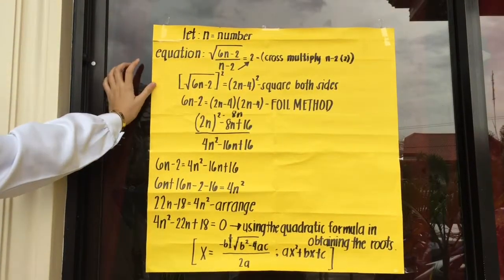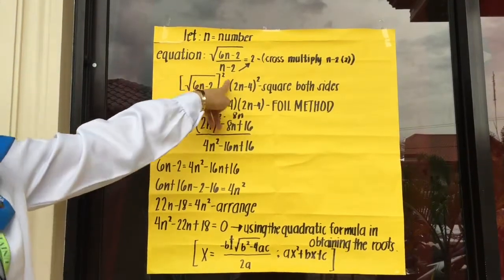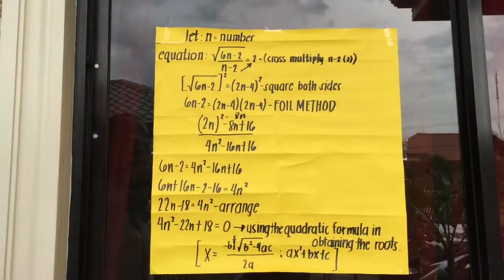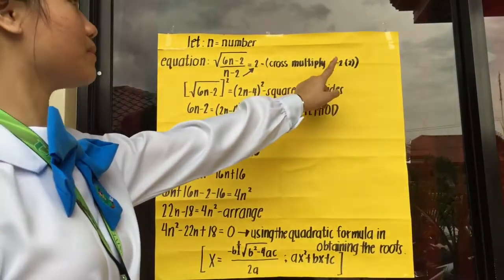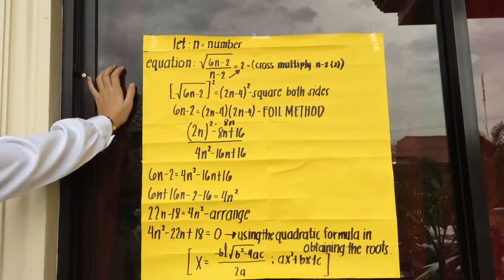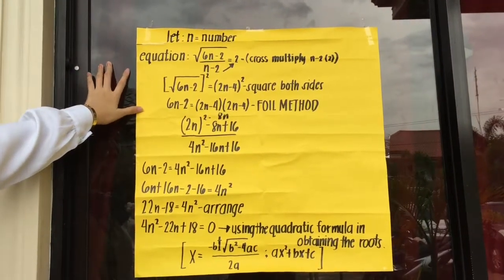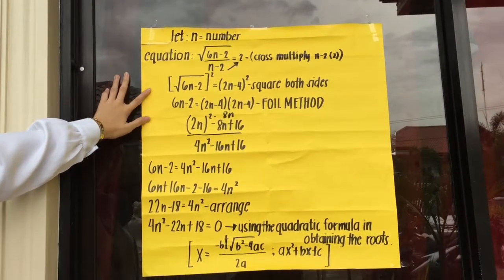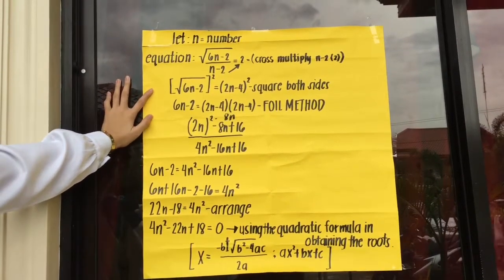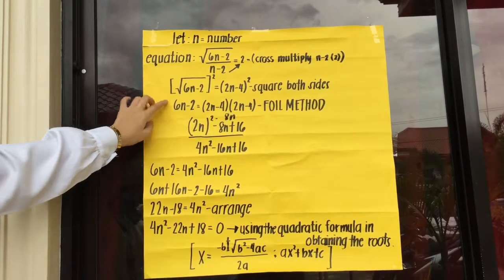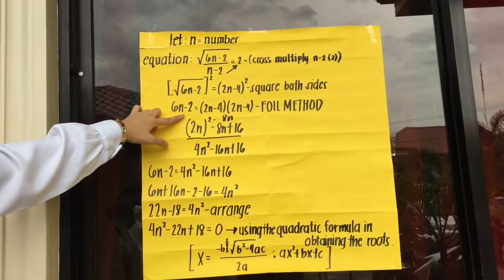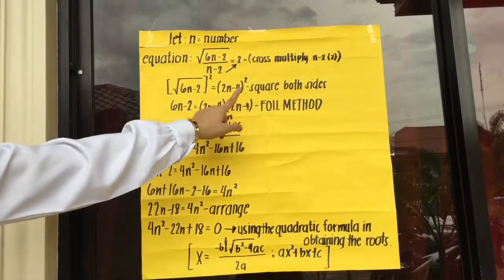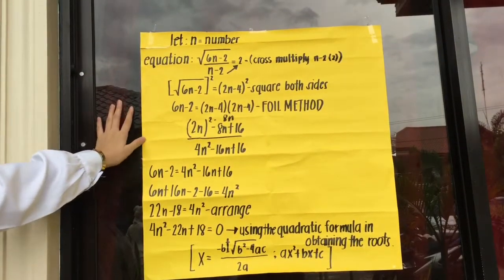So the equation is the square root of 6n minus 2, over n minus 2, is equal to 2. So we cross multiply: n minus 2 times 2 is equal to 2n minus 4. So we square both sides to remove the square root. So the square root of 6n minus 2, squared, is equal to 2n minus 4, squared. So the square root of 6n minus 2, squared, is equal to 6n minus 2. Then 2n minus 4, squared, is equal to 2n minus 4 times 2n minus 4.